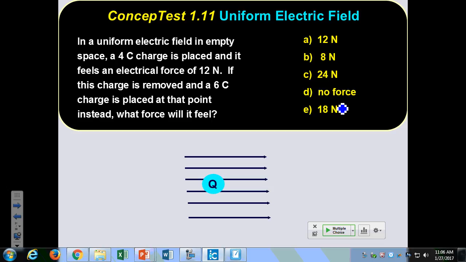No. All right, so look, you can approach this a couple different ways. You can say, well, this charge is 3 halves that charge, so the force is going to be 3 halves the force. And 3 halves of 12 is 18. Or the easier way, and this is the way I sort of think of it, is if I have 4 coulombs and it has 12 newtons, what must the electric field be? 3, right? And that's probably how most of you thought of it. 3 newtons per coulomb, with 6 coulombs, gives us 18 newtons. So that charge would feel a force of 18 newtons.